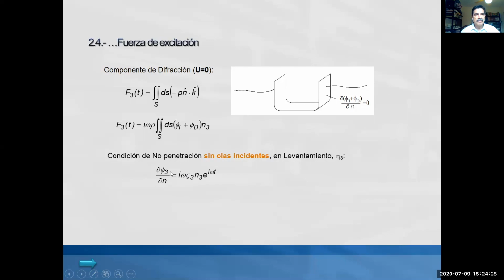And for this, we have A33 and B33. This is the definition, remember, from the specific fluid, specific velocity potential. And because of this definition, we end up with this expression.